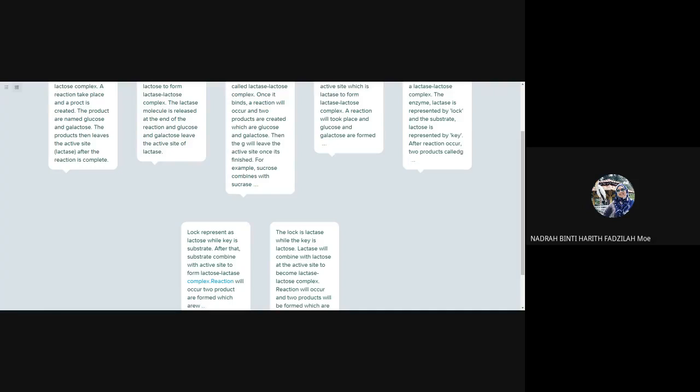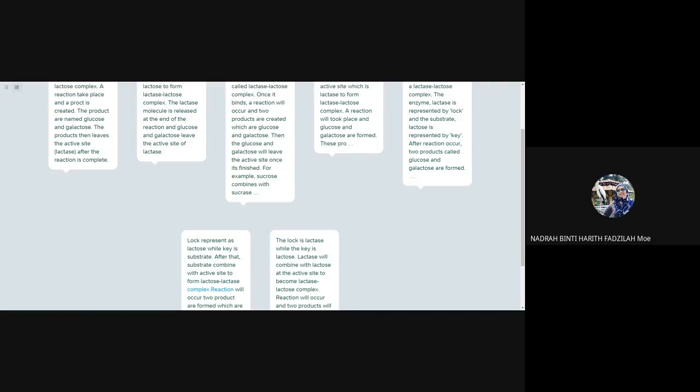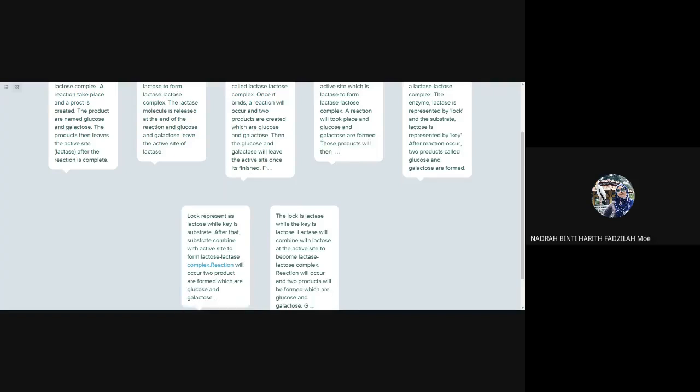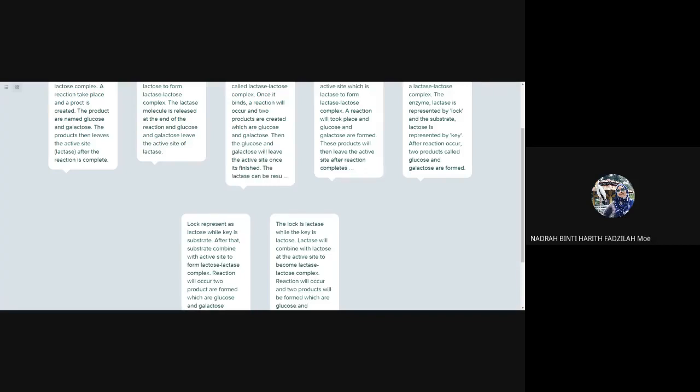Okey, boleh tambah. Dah ada 4 point dah sebenarnya. Boleh tambah point number 5. Glucose and galactose will leave the active site and the enzyme lactase can be reused to combine atau to react with another lactose. So markah dia ada 4. There are 5 points yang kita boleh tulis kat situ. 6 points, sorry.